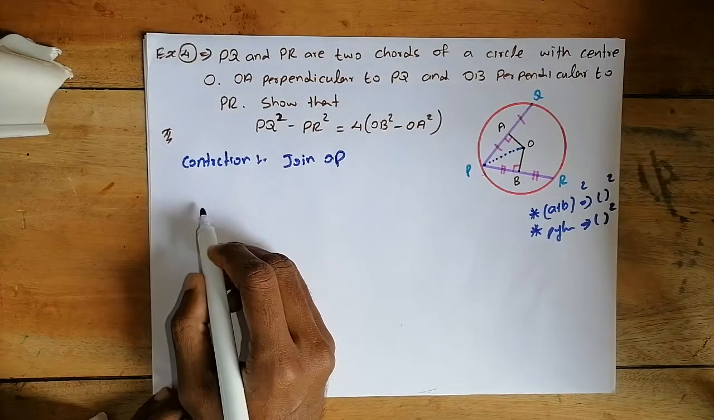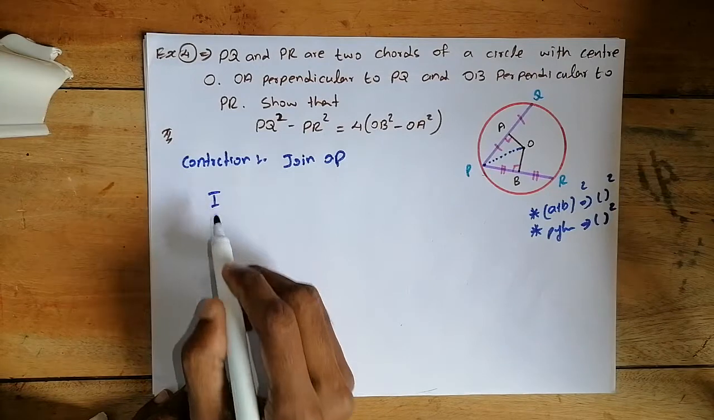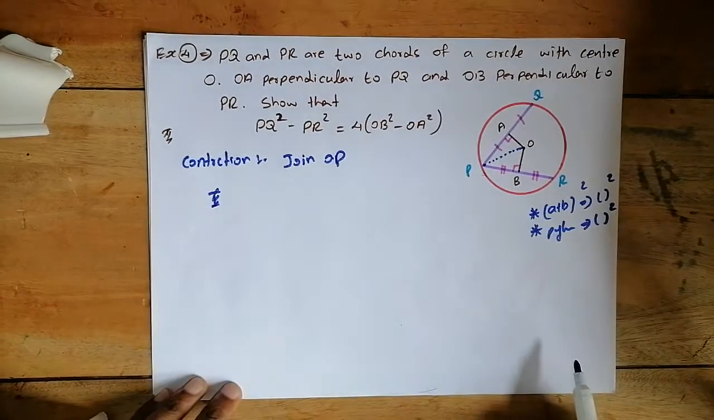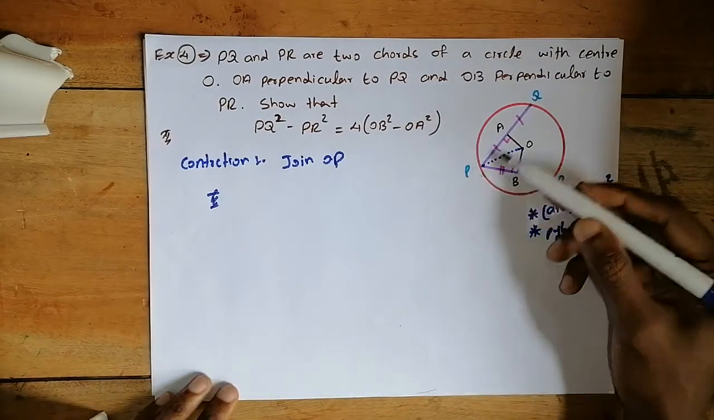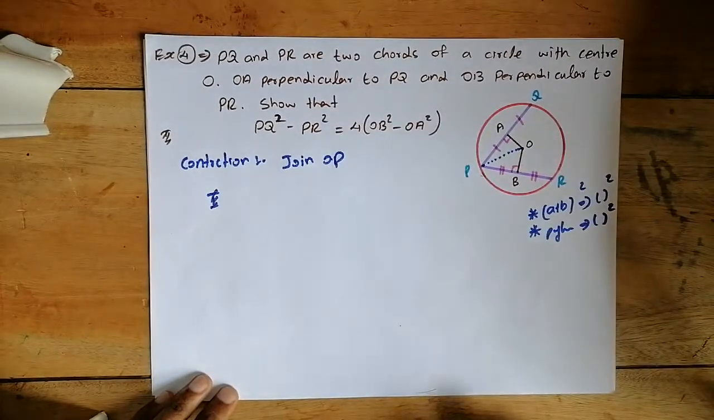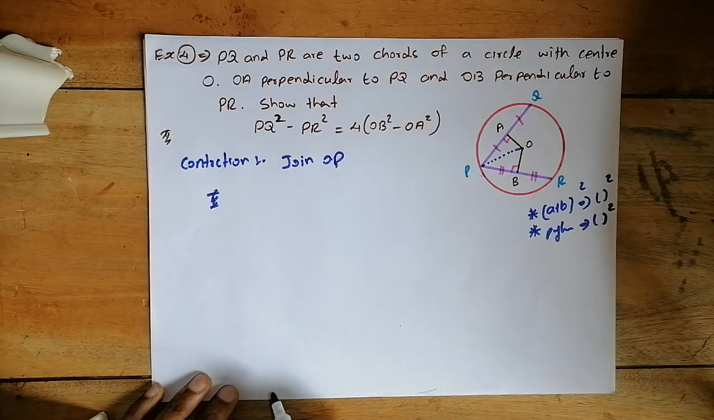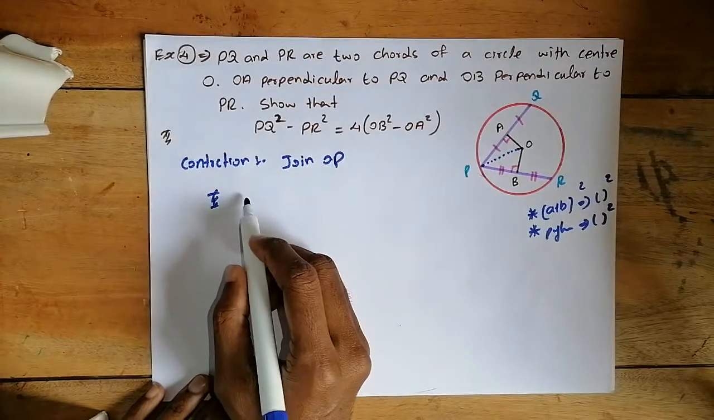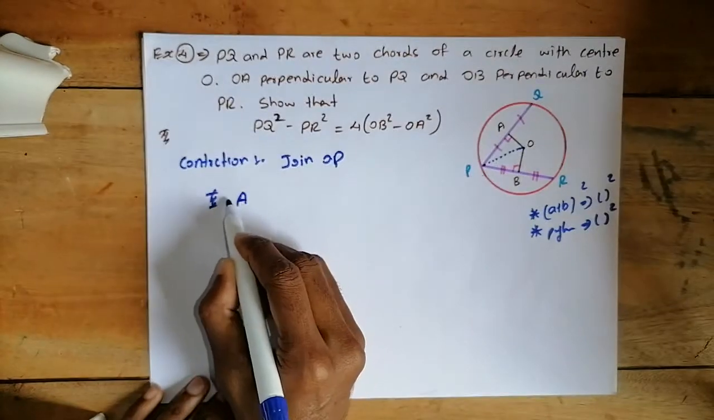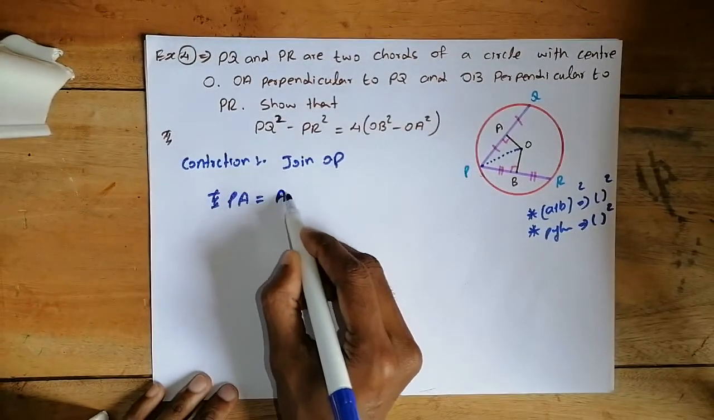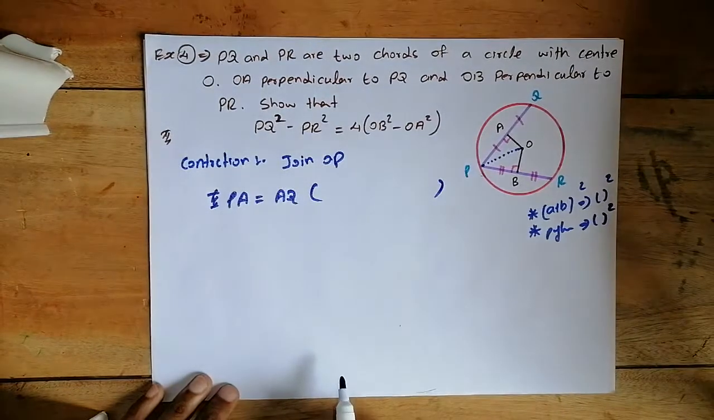So first we need to mention the theory, because half of the PQ we need to mention. Then only we can easily go with the answers. Okay, right. First we prove PA equals AQ. You know the theory: a perpendicular drawn from the center to a chord bisects the chord.